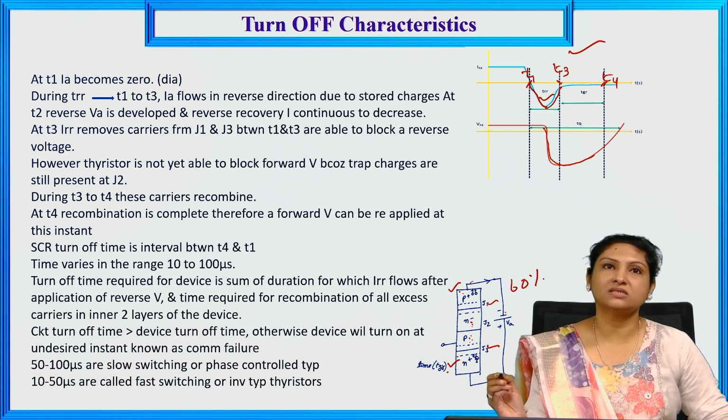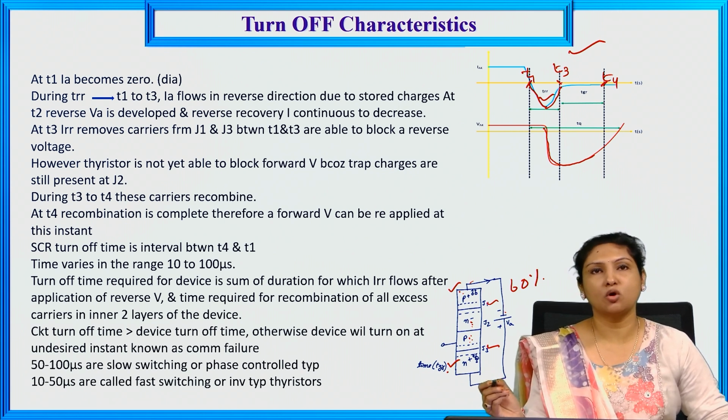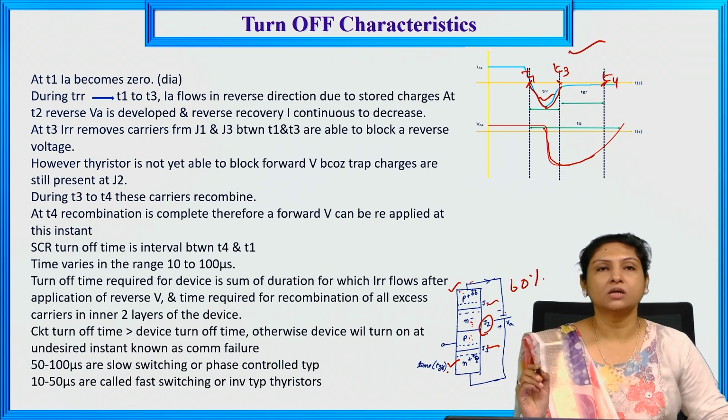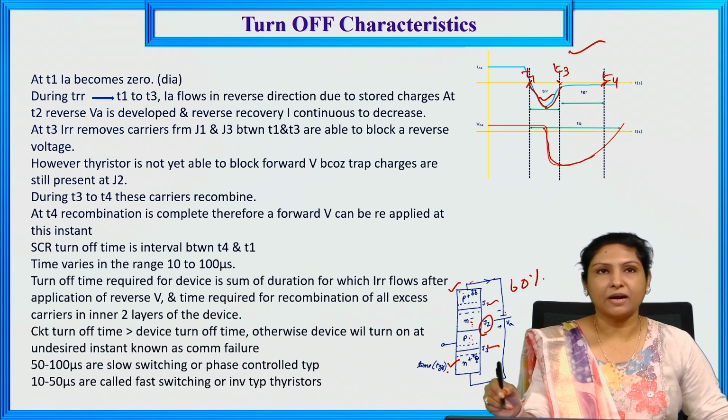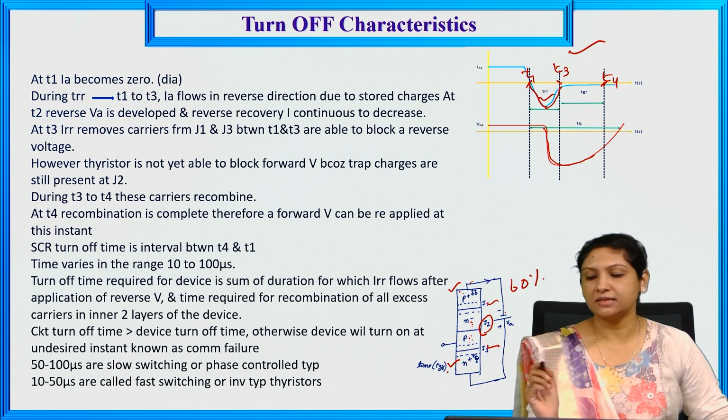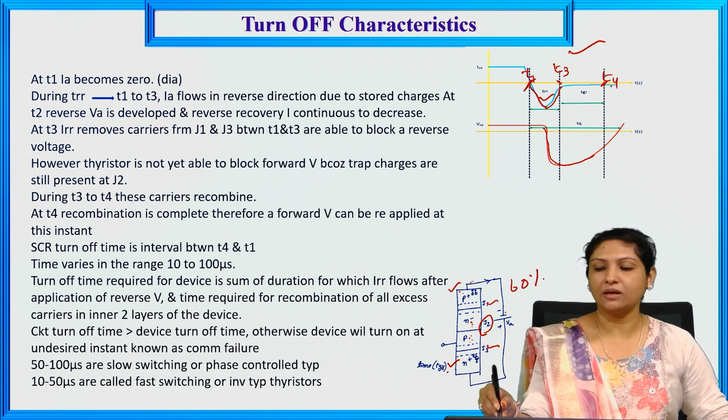However, the thyristor is not yet able to block the forward voltage because of the trapped charge carriers which are still present at this junction J2. During T3 to T4, these charge carriers combine, and at T4, recombination is complete. Therefore, a forward voltage can be reapplied at this instant. SCR turn-off time is the interval between T1 and T4.